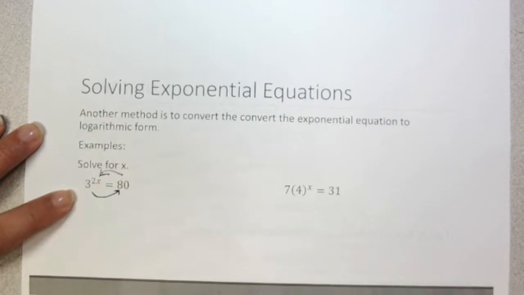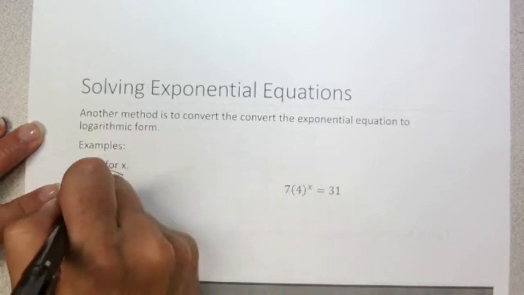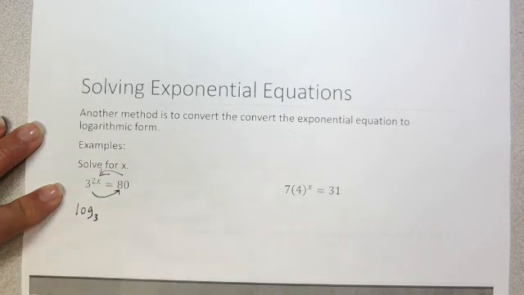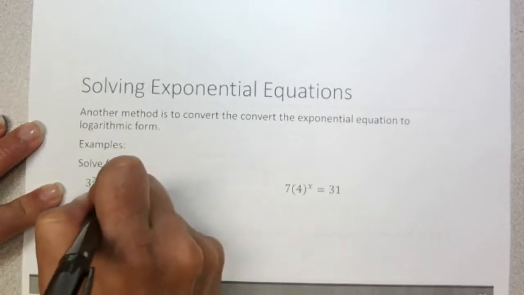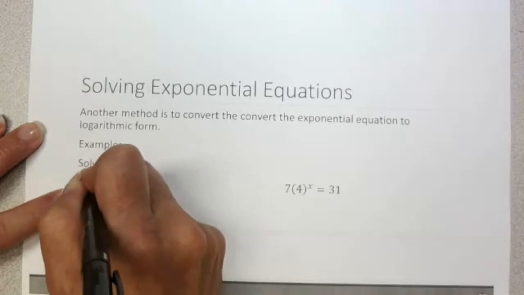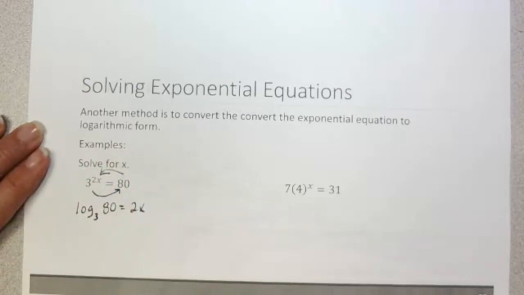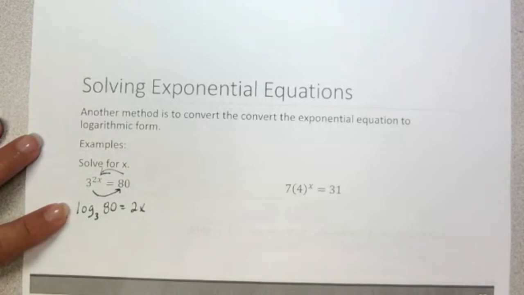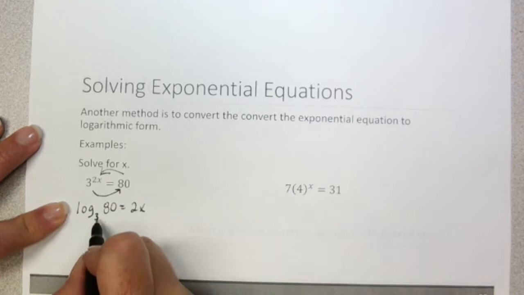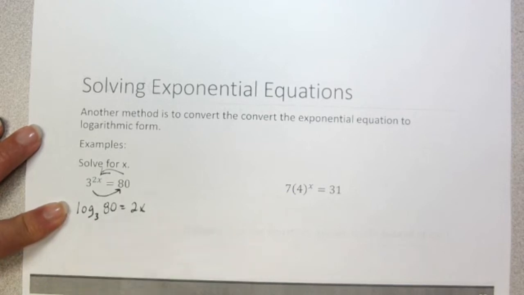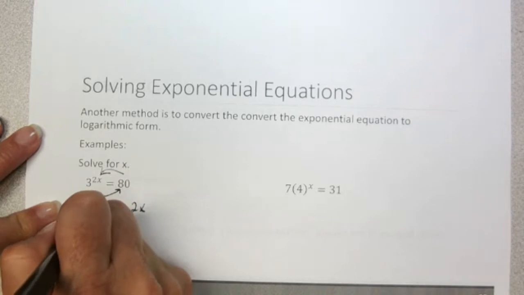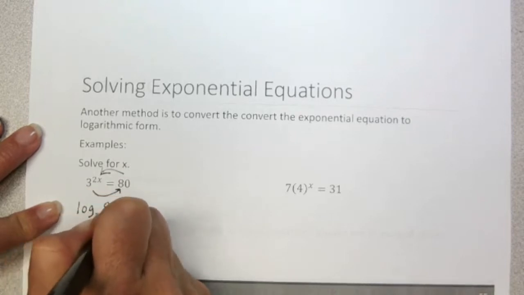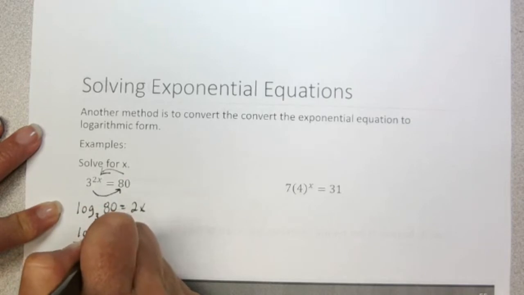So when I rewrite 3 to the 2x equals 80 as a logarithm, it's going to be log base 3 of 80 is equal to 2x. Well, what is the log base 3 of 80? Well, I don't know what power to raise 3 to get 80. It's almost 4, but not quite. So let me use that change of base formula and rewrite log base 3 of 80 as the common log of 80 over the common log of 3.